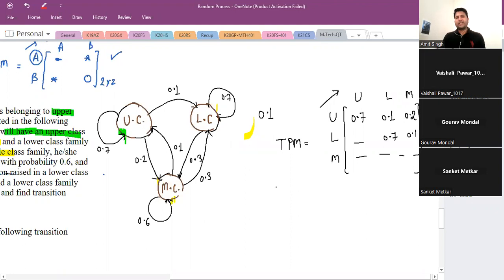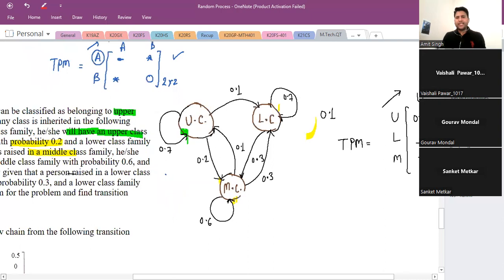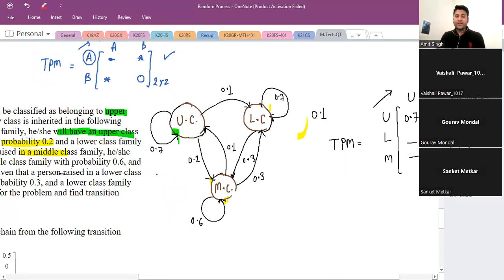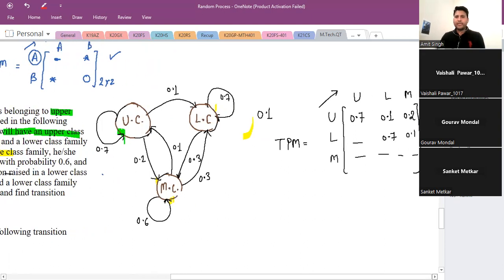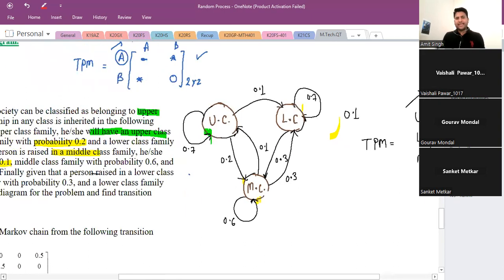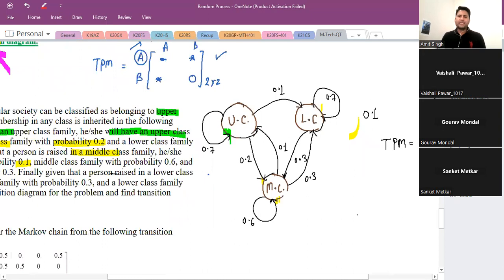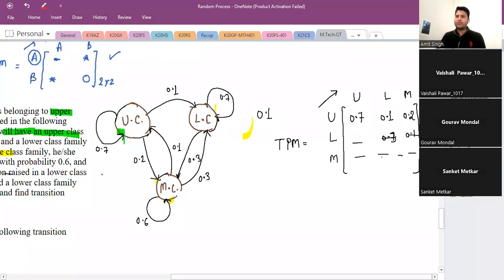So this matrix we call the transition probability matrix. For this situation, we have made two things: one is the transition probability matrix and another is the transition state diagram. Lower to middle is 0.3. Whatever is given, we will put it over here. So this is how we can model a situation in terms of a state transition diagram as well as a matrix. Middle to lower is 0.3. Whatever is given, put it over here in this matrix, no problem.